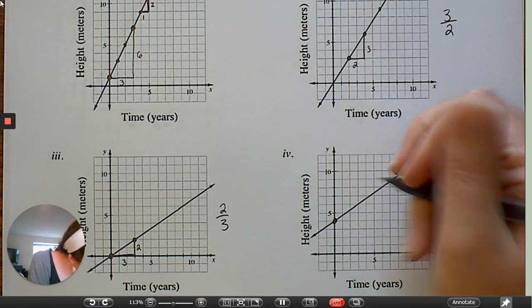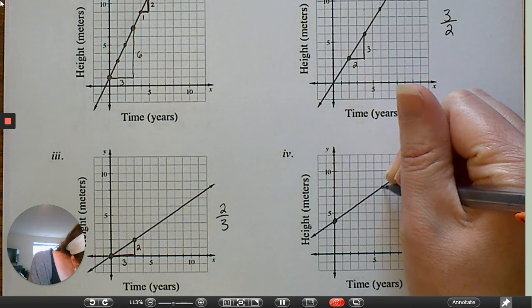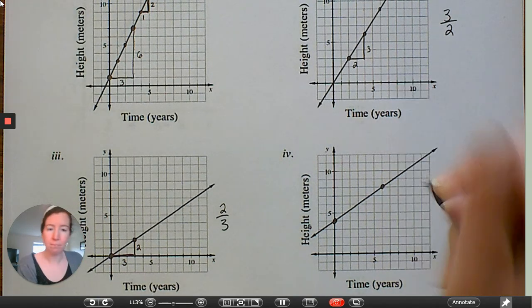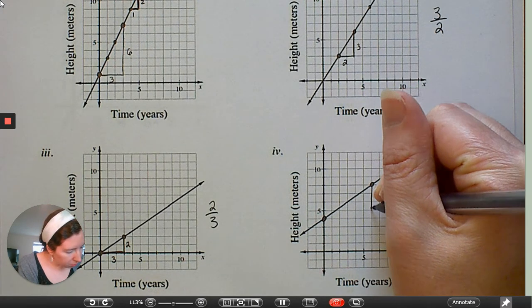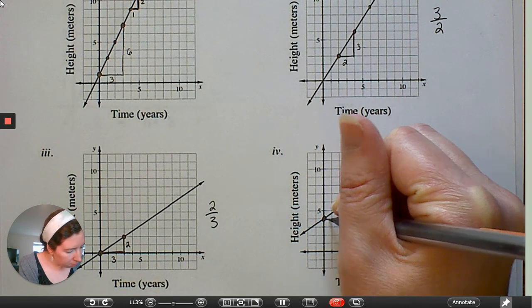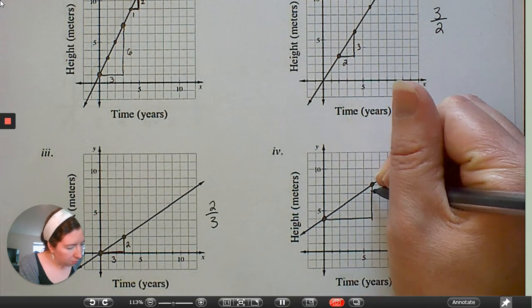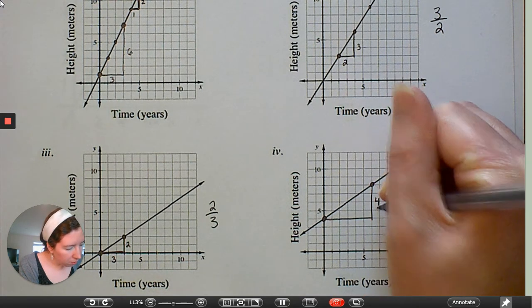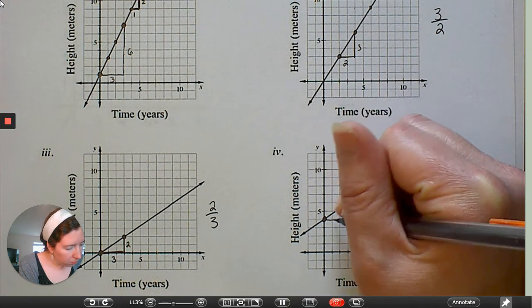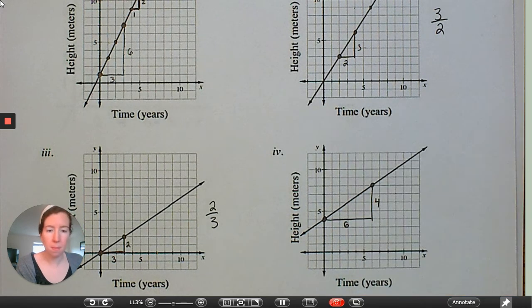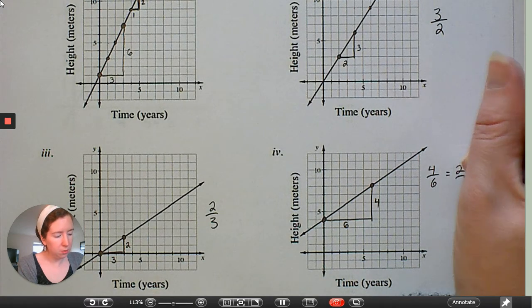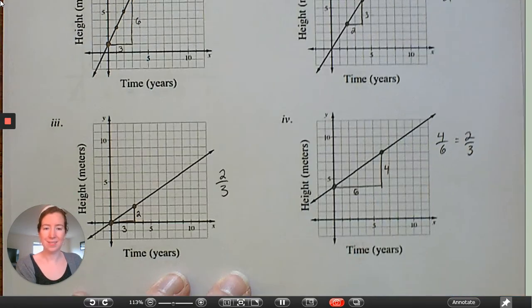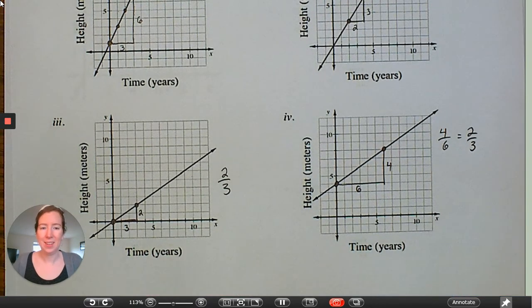Now, if I look at the last one, I have a point here at the y-intercept of 4. And then, let's see, I see a point here. I draw in my slope triangle. Count 1, 2, 3, 4. 1, 2, 3, 4, 5, 6. So 4/6, that can simplify to 2/3. Hey, that's the same as that one.